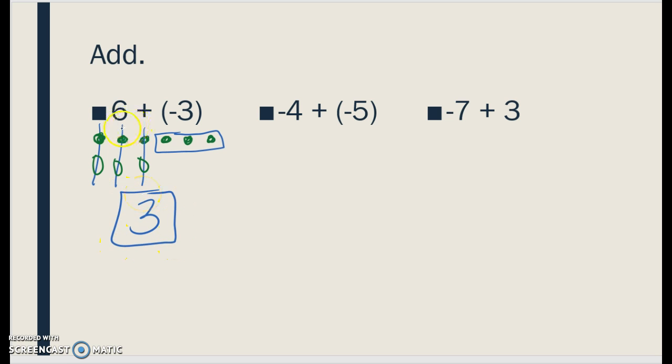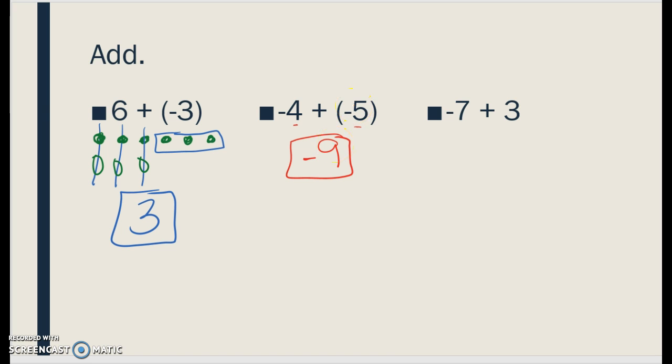And you can also think about it in the beginning. We've got more positives than negatives, so I know my answer is going to be positive. Our second question has 4 negatives plus another 5 negatives. So here, since they have the same sign, we just add the values, 4 and 5, and we keep our sign. So 4 plus 5 is 9. Since they're both negative, our answer is negative 9. And you can think about this like there are 4 negatives here, 5 more negatives there, so total I have 9 negatives.